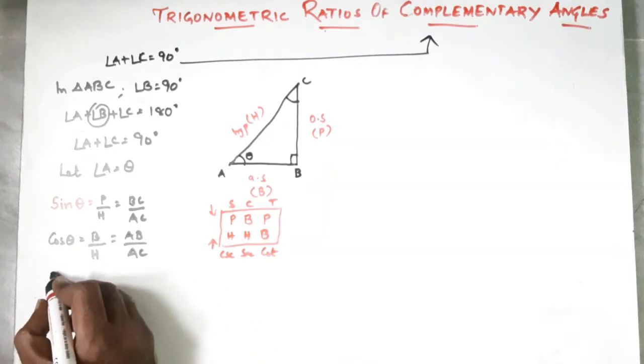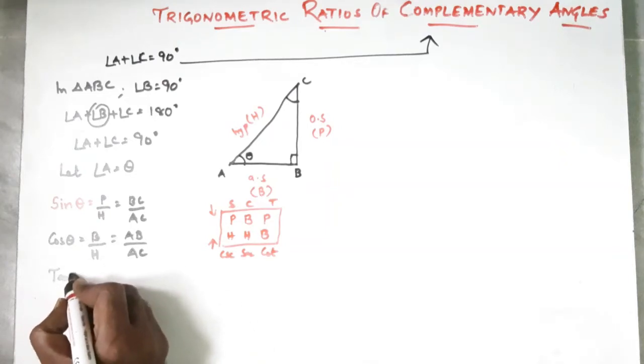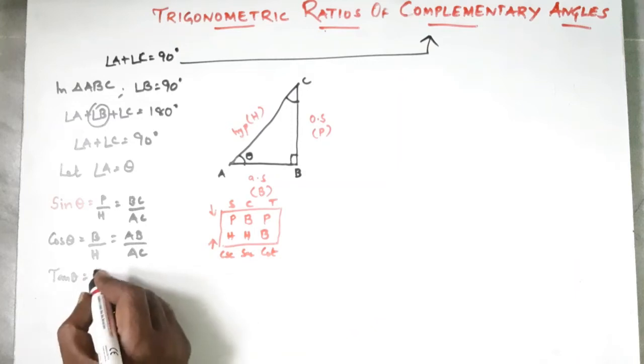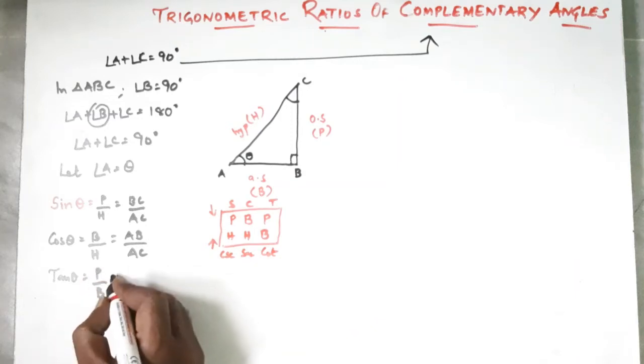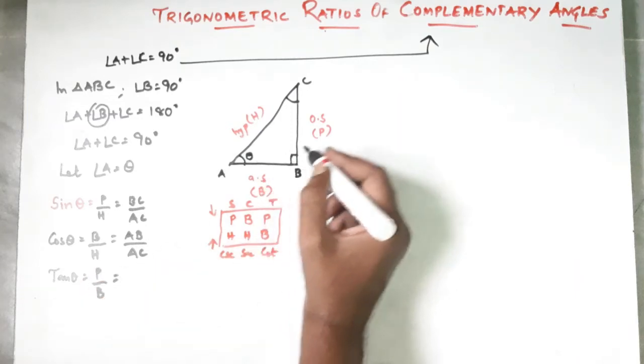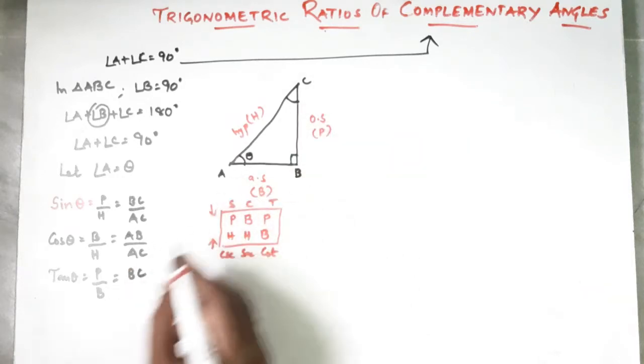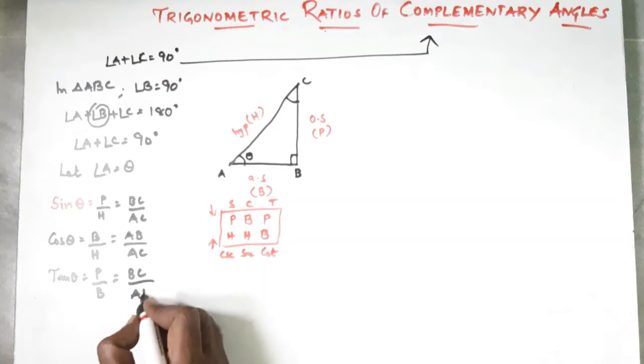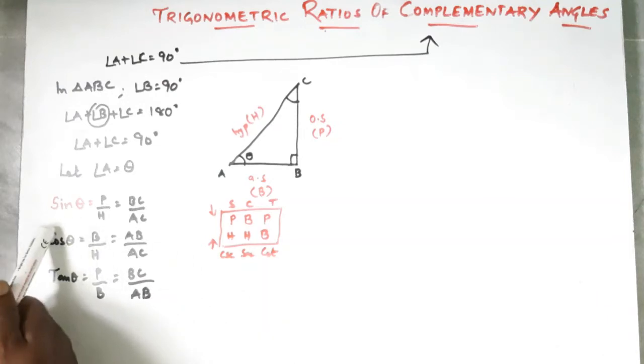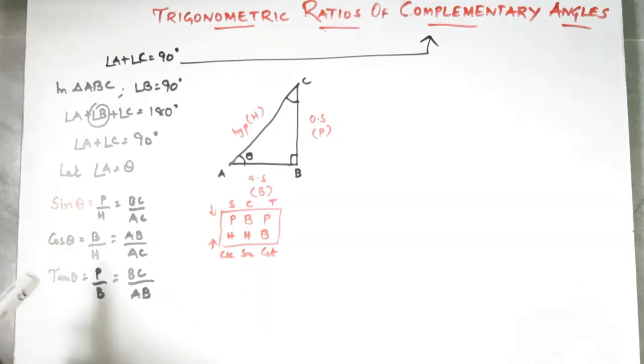Now coming to tan. Tan theta is equal to P by B. P is nothing but BC, and B means AB. So tan theta is BC by AB. We got sine theta, cos theta and tan theta.